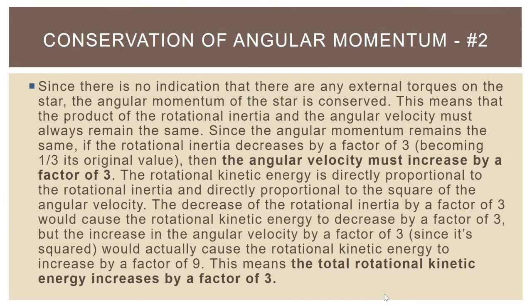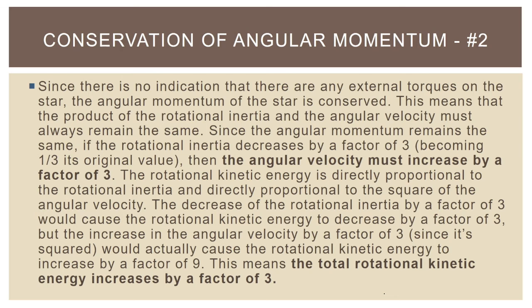Since there is no indication that there are any external torques on the star, the angular momentum of the star is conserved. This means that the product of the rotational inertia and the angular velocity must always remain the same. Since the angular momentum remains the same, if the rotational inertia decreases by a factor of 3, becoming 1/3 of its original value, then the angular velocity must increase by a factor of 3. It has to be the case in order for the angular momentum to be conserved, and it is just a law of physics that the angular momentum has to be conserved.